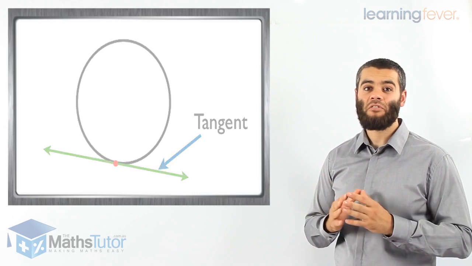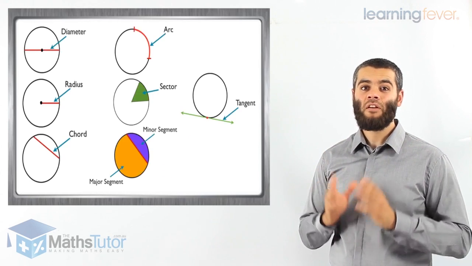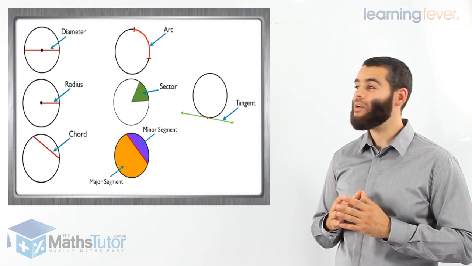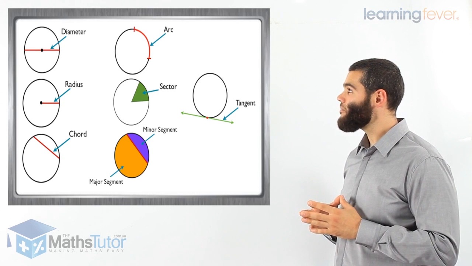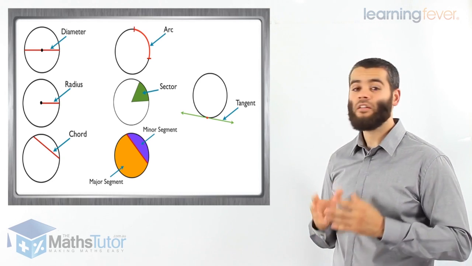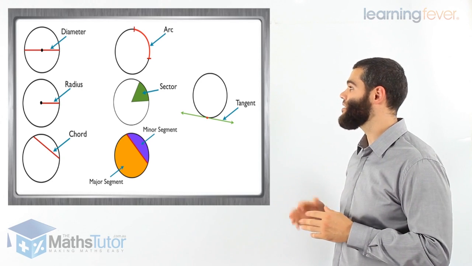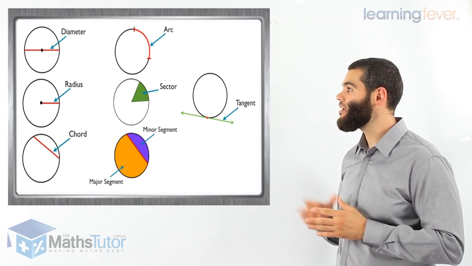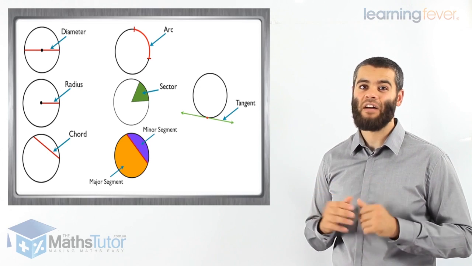These are the parts of a circle. You need to memorize them. Very easy. You need to straight away recognize them, identify them. We saw the diameter, the radius, the chord, the arc, the sector, the minor and the major segment, and the tangent. These are the parts of a circle.